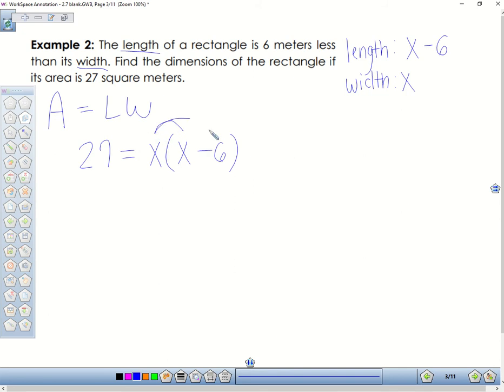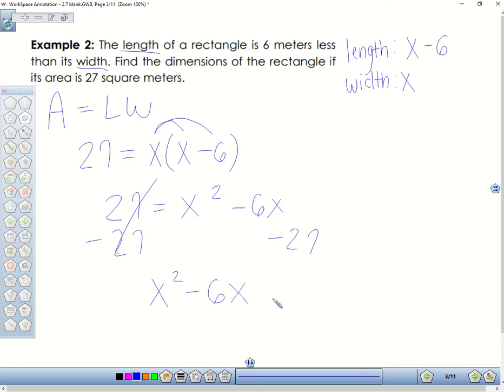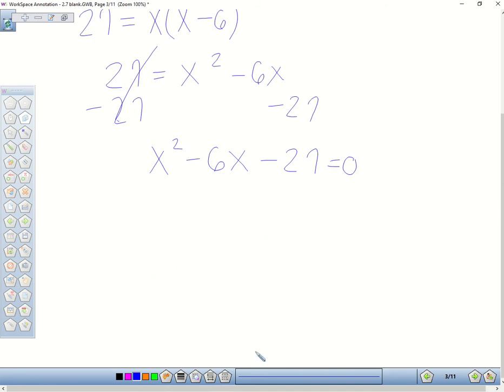I'm going to use the distributive property here. So this gives me 27 is equal to x squared minus 6x. We subtract 27 on both sides, and we get x squared minus 6x minus 27 is equal to 0. And now from here I need to factor this. So what are some factors of 27 that add up, or negative 27 that add up to negative 6?